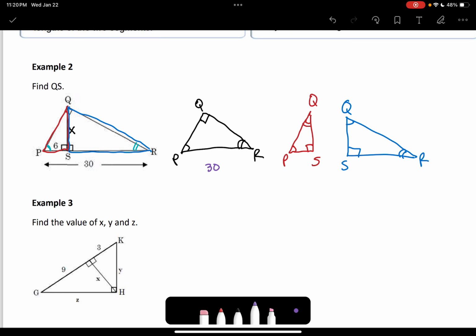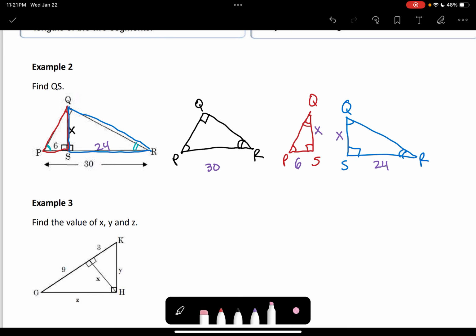They did tell us that PS, that bottom side, is 6. And the altitude is what we're looking for, which we labeled as X, so I'm going to label that as X. In the blue triangle, we also have the altitude, QS, which we labeled as X. Now, SR isn't directly labeled for us, but we have enough information to find it: 30 minus 6 tells us that SR is 24.